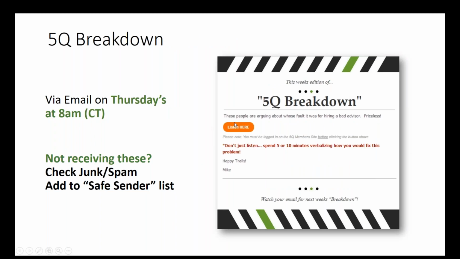Tape breakdown. These people are arguing about whose fault it was for hiring a bad advisor. If you want to know how the 5Q system will work for you if you do it right, when you've got a husband and a wife blaming each other for the bad advisors that they hired, guess what you have? So let me get some answers to that question. When a husband and wife are arguing about who was responsible for the bad advisor that they had, yeah, you got new clients. That's right, Shane.